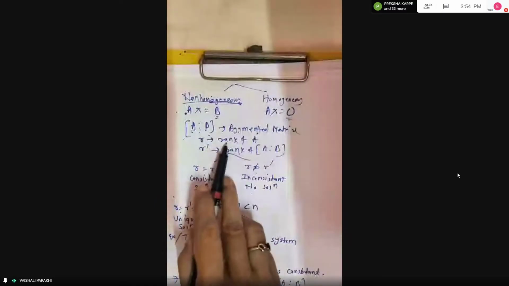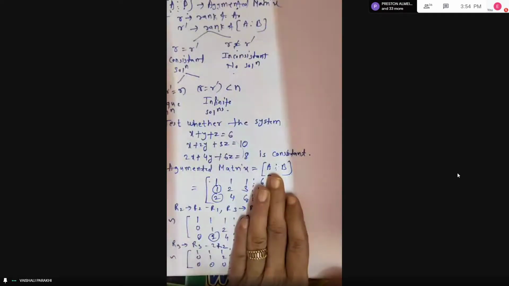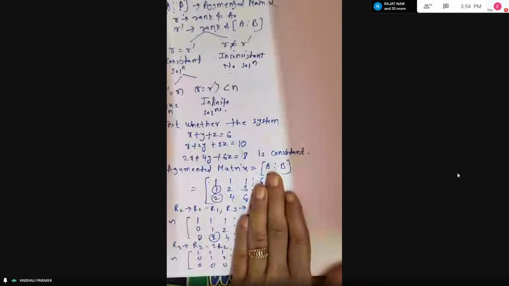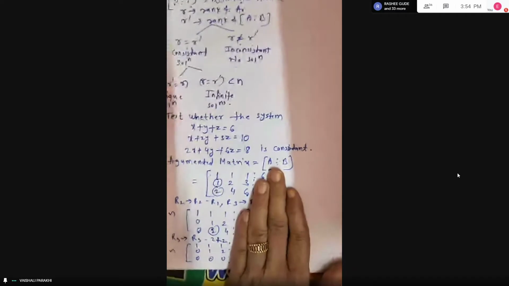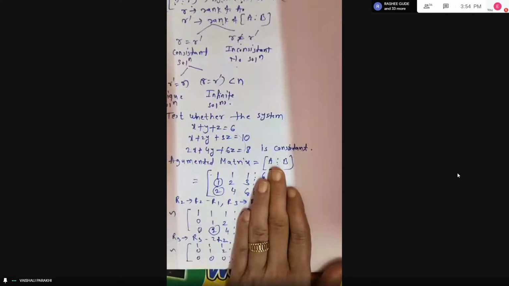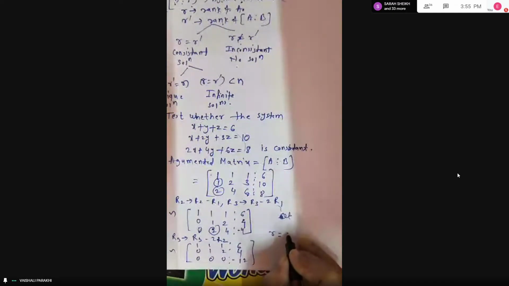Basically R is, see here, R is rank of A, right? You have to hide the last column. Yes or no? You have to hide the last column. Tell me what is the rank of this part? How many number of non-zero rows are there, Rishikesh? 2. R is 2. Very good.